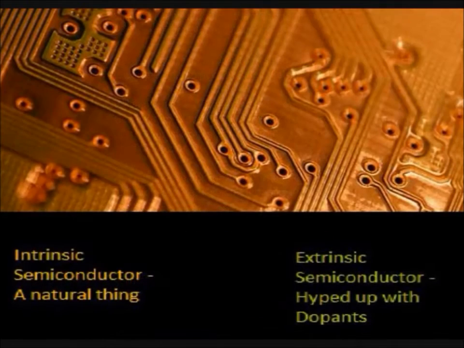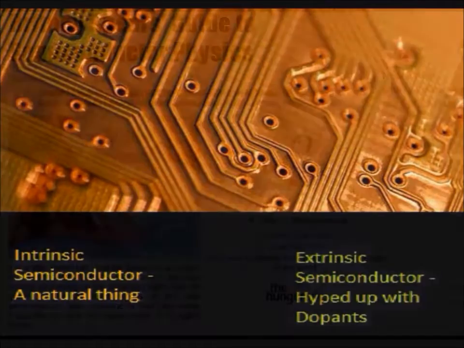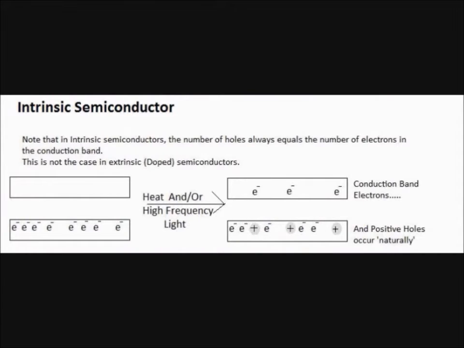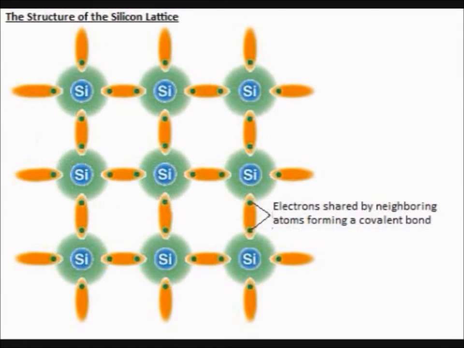Next, I will talk about intrinsic and extrinsic semiconductors. As mentioned by Britney Spears' Guide to Semiconductor Physics, when a semiconductor produces electrons in the conduction band and holes in the valence band, naturally through heat or light, it is known as an intrinsic semiconductor. No doping of the crystal lattice has occurred, such as in silicon or germanium.